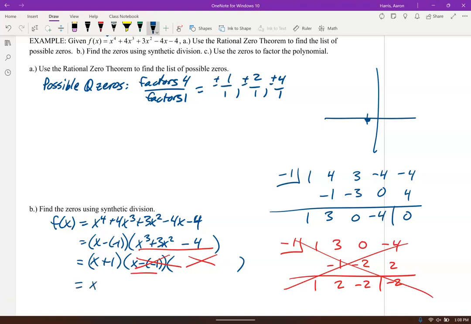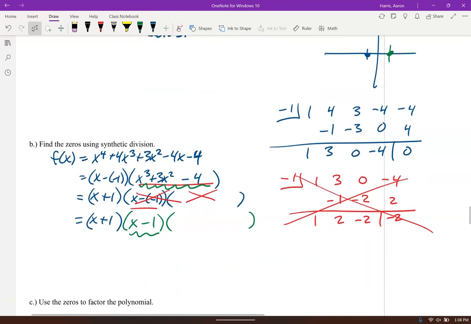So far we have x plus 1, one of those factors. Now I got to test another one. We're done with -1. Let's try 1, just the regular old 1. Let's see if it hits here at 1. Well, if 1 is a 0, x minus 1 is a factor. And we're going to take that x cubed plus 3x squared plus 0x minus 4 and divide it by x minus 1.